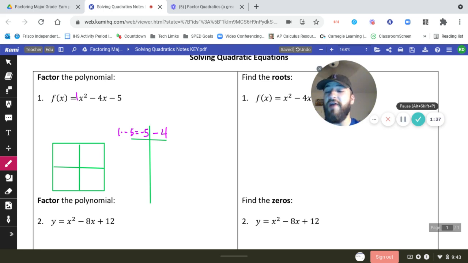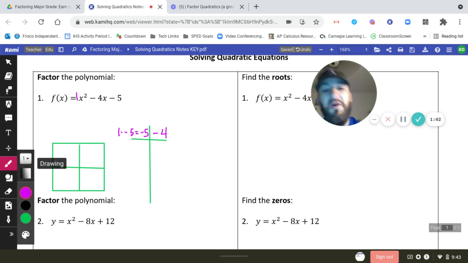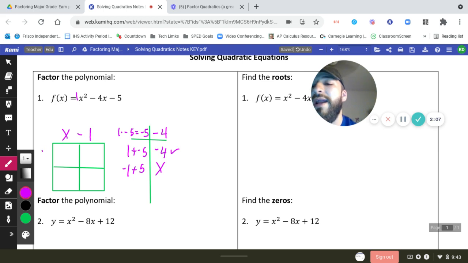The good news, 5 is prime, so there's only one set of factors, which is 1 and 5. But we do, of course, need to list both because our a times c is negative. So 1 and negative 5 and negative 1 and 5. Then we add both of those sets of factors. So 1 minus 5 is negative 4, which is what we're looking for. So I'm not even going to worry about the other one. And then we stick everything on the outside. So x minus 1 and x plus 5.